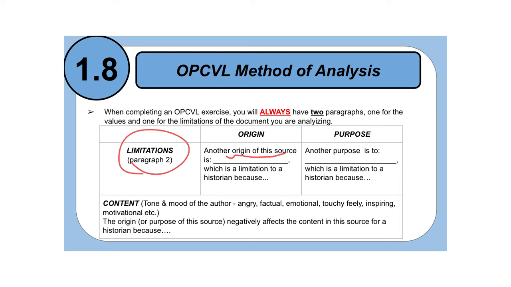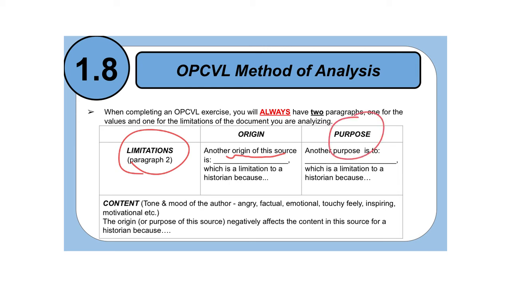So perhaps who wrote it or who spoke it was a value. But perhaps the origin, the time period, is a limitation, because perhaps it's so far away, or perhaps it's in an area of the world that we can't really get a lot of information from. I mean, that's definitely a limitation. So you see how one document can have several different origins. How the origin of who wrote it is a value, but how the origin of where it's located is a limitation to someone because we can't get it or it's too far away. That's how you would go about doing this.